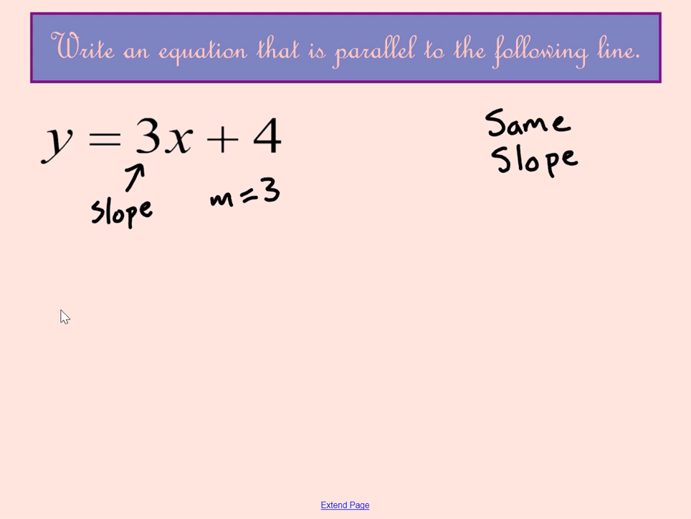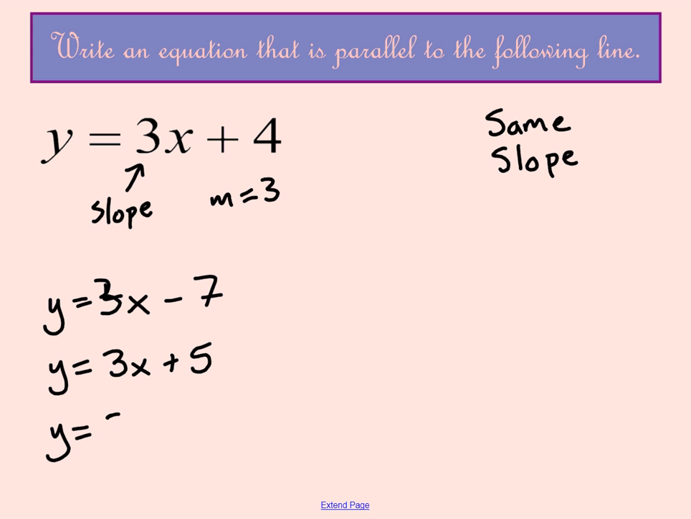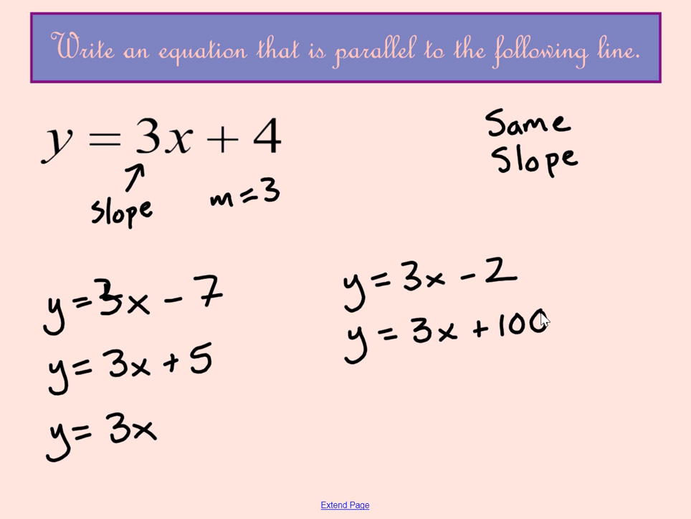We could say y equals 3x minus 7. Y equals 3x plus 4. Whoops, that can't be plus 4 because we actually have the same equation right there. So it can't be plus 4. Y equals 3x plus 5. We could say y equals 3x. Y equals 3x minus 2. Y equals 3x plus 100. Anything that has a slope of 3.